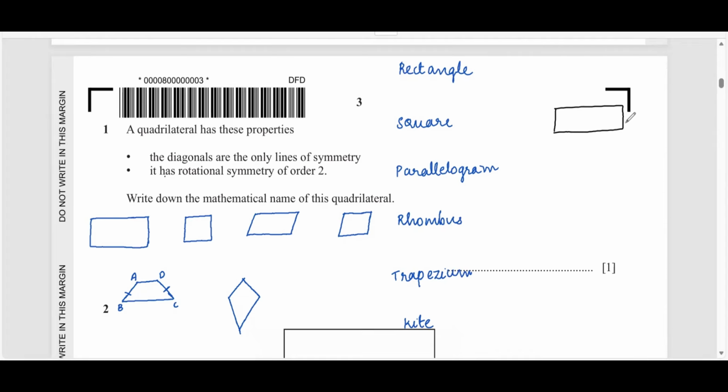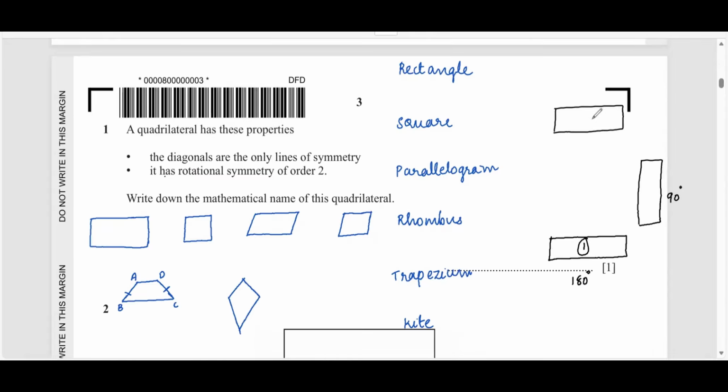Now, if I rotate this rectangle through 90 degrees, I'm going to get a shape like this. Are these two shapes the same? No. Now, if I rotate the original rectangle through 180 degrees, this is for 90 degrees. For 180 degrees, I'll be getting the same shape of this rectangle. So this is once.